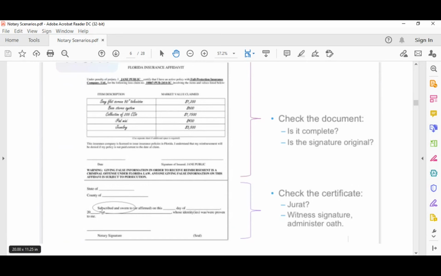We would know that it is a jurat. Why? Because it says subscribed and sworn to. Okay, that's your clue, guys, to let you know that this is a jurat and you are going to be administering an oath and you're going to be witnessing her sign this document in your presence.